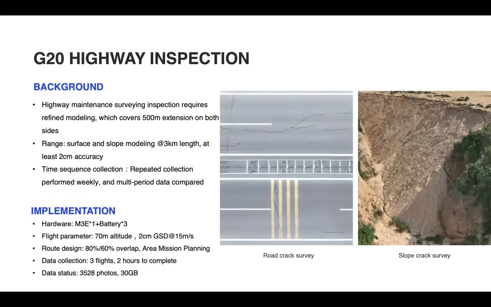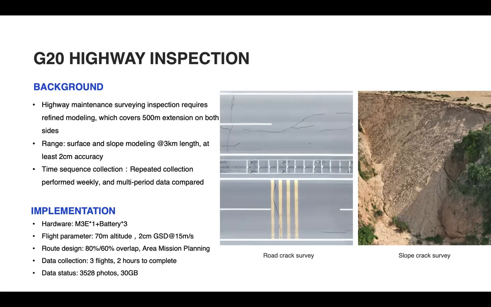G20 highway inspection. So once again here, looking for surface and slope modeling at 3-kilometer length and at least 2 centimeter accuracy. And this is going to be a repeated data collection that we're looking at. So able to use the M3E and a smaller number of batteries. Data collection of 3 flights took about 2 hours to complete, and 3,500 photos.